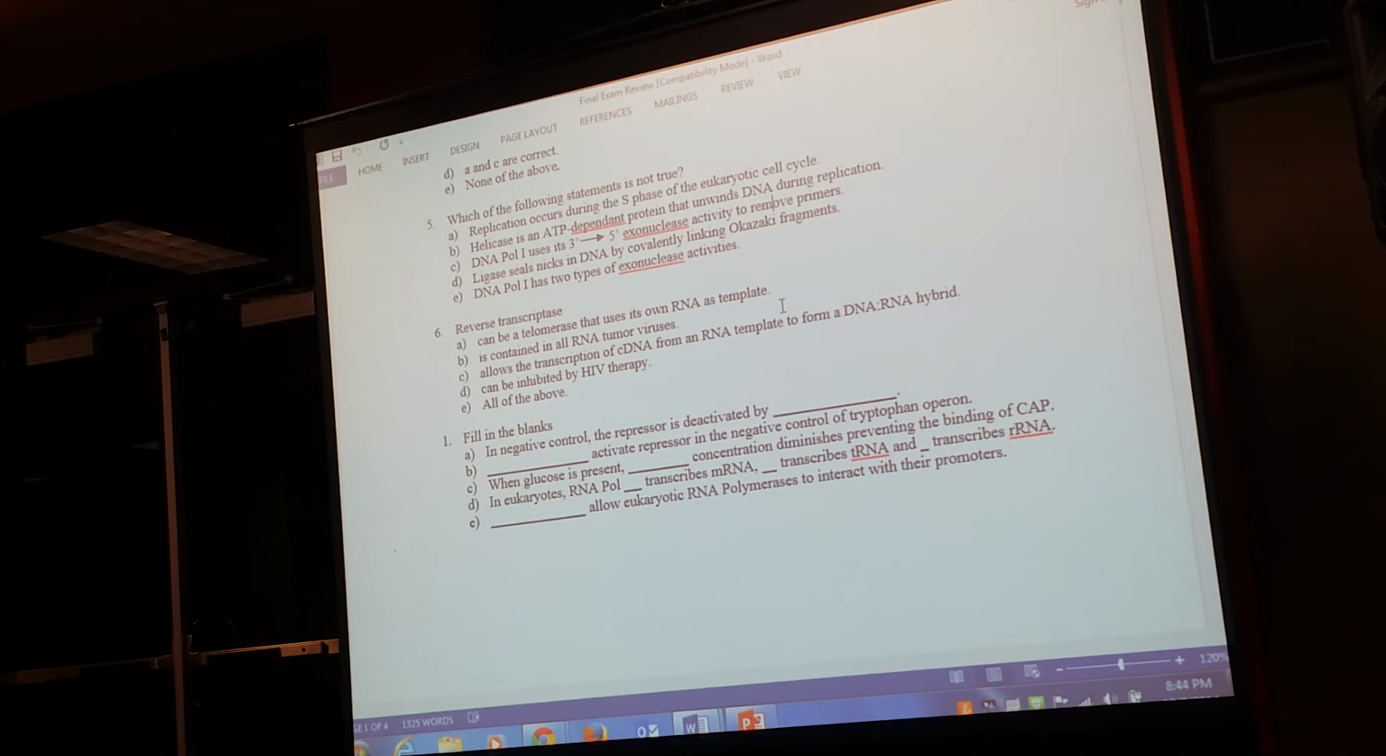No. Which one breaks it? Which one breaks it again? Primers. The 3' does what? They're proofreading. Repair/edit, fixes mistakes. Ligase seals nicks in the DNA by covalently linking Okazaki fragments. True. That's true. DNA polymerase 1 has 2 types of exonuclease activities. That is true as well. True.